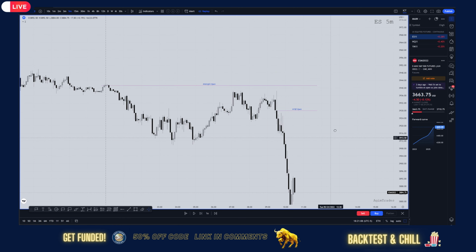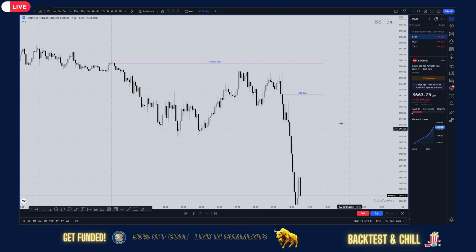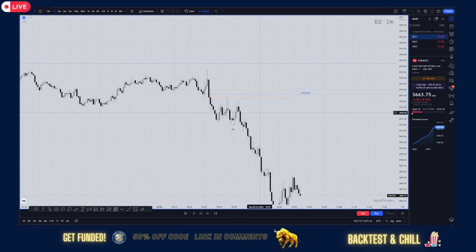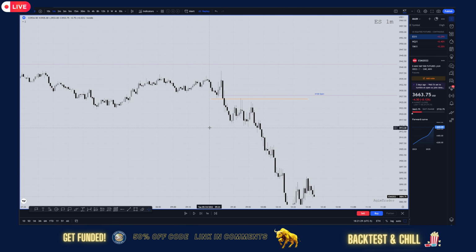Mistake again is that we have a fair value gap right here occur after this pretty strong displacement, and then right there you have a great entry, although my stop, so let's go to the 1 minute. Let's see, what did that look like?